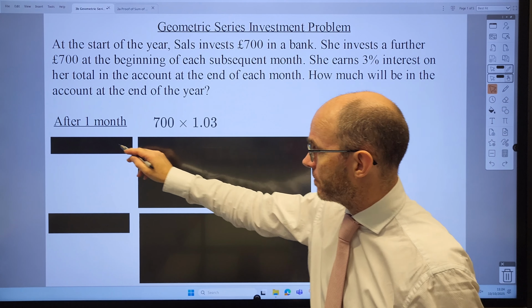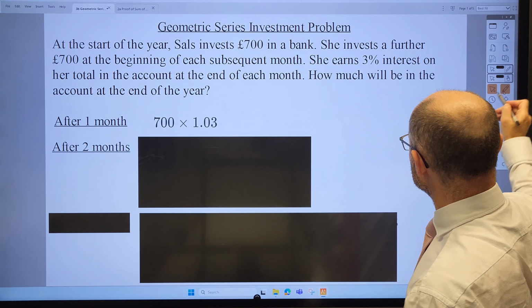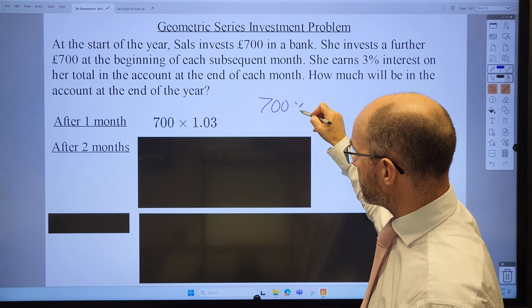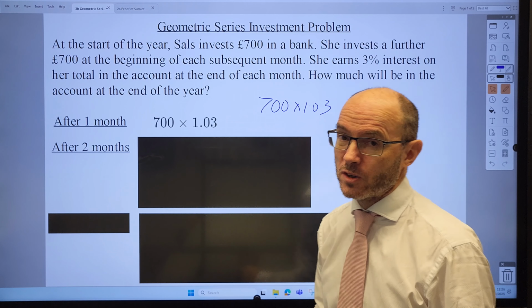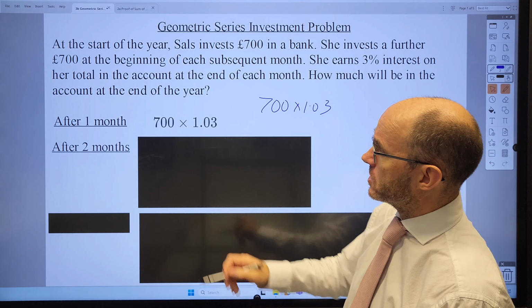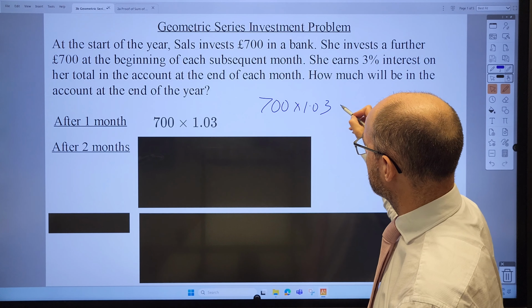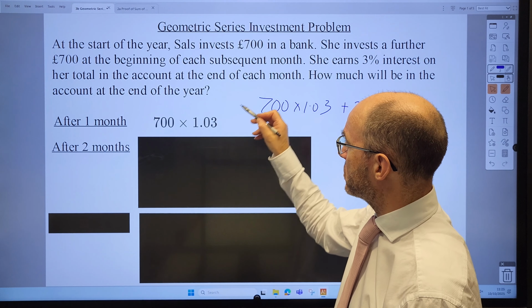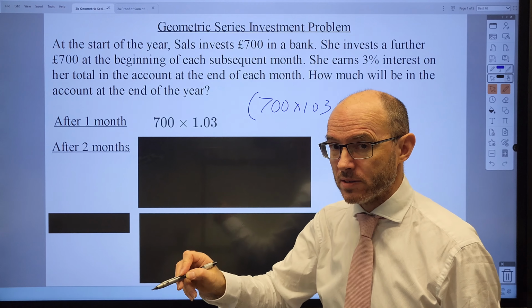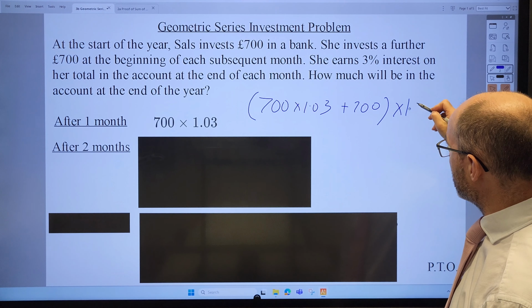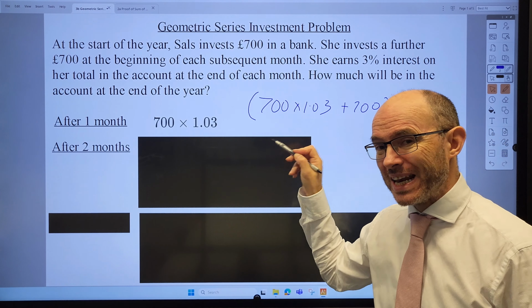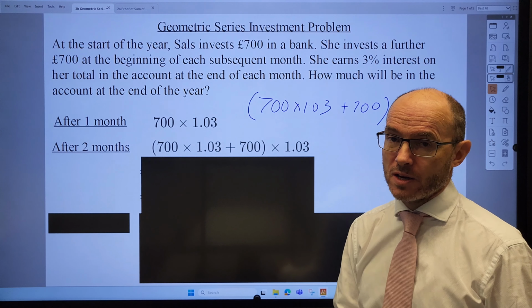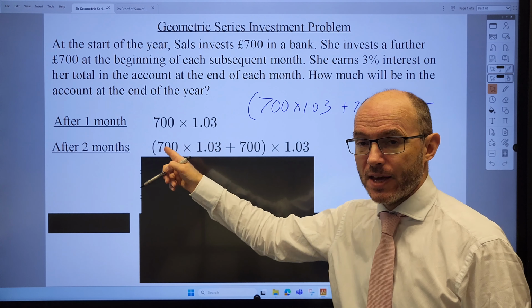So we'll see what happens after 2 months, shall we? Let's just do some work in here. So 700 times 1.03, that's how much she's got at the end of month 1. What's going to happen is she's going to invest another 700, and she's going to get interest on that. Because she gets interest on all of that, put it in brackets, multiplied by 1.03. So that is our calculation for how much Sal's will have at the end of the second month. That's just written more neatly there.